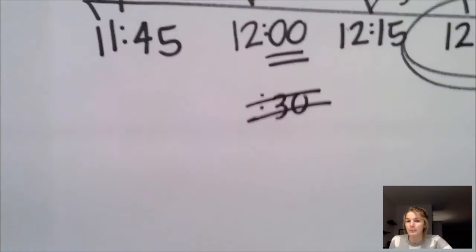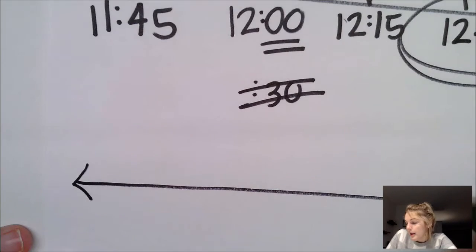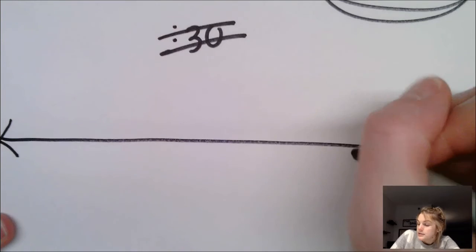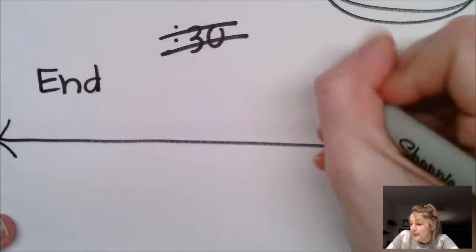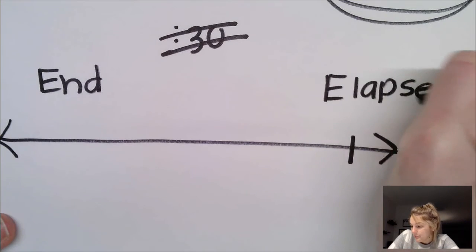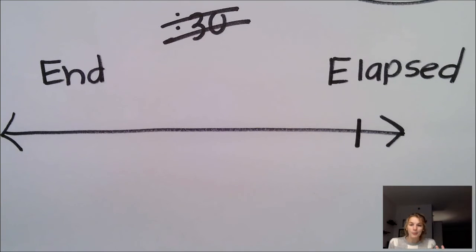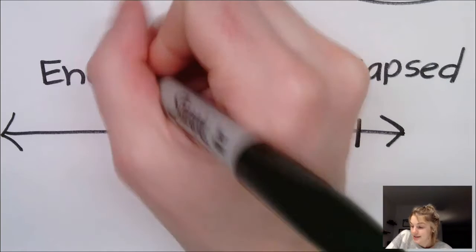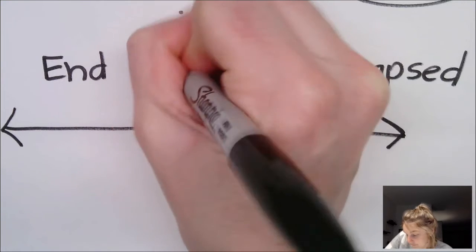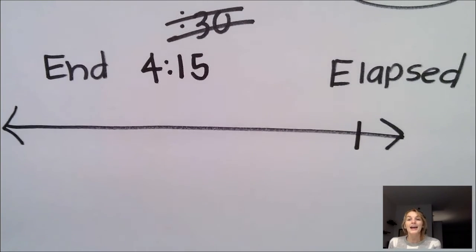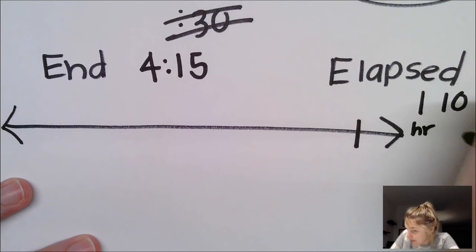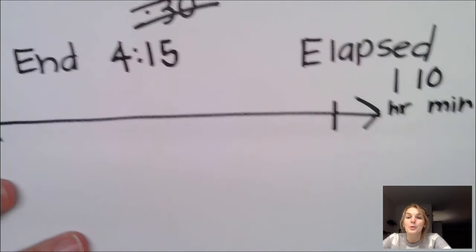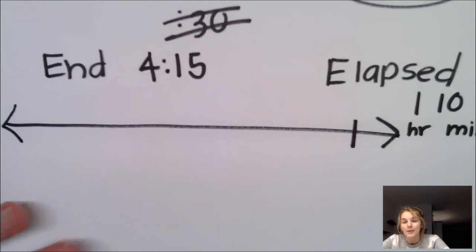Let's look at the last type of problem you might see. Another problem you might see is we know our end time and we know the elapsed time. So let's say a problem like this would be, okay, I finished my homework at 4:15. And I know that it took me 1 hour, 10 minutes to do my homework. So what time did I start my homework?